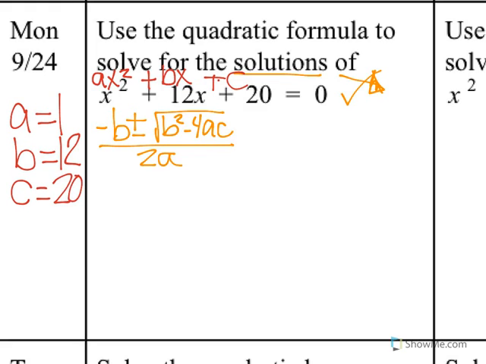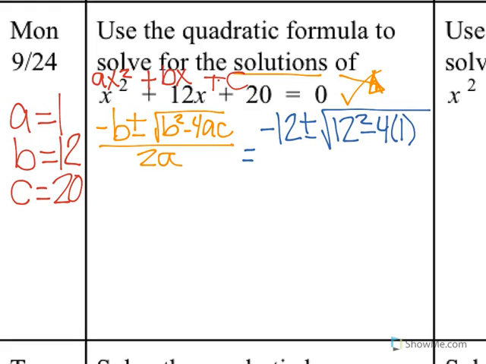So I'm going to replace all my numbers in the formula with these numbers of a, b, and c. So negative b is 12, so I have negative 12 plus or minus the square root of b squared, so 12 squared, minus 4 times a, which is 1, times c, which is 20, all divided by 2 times a, and a is 1.